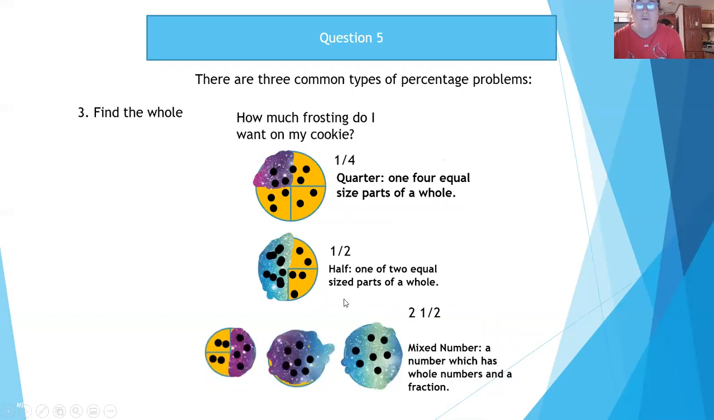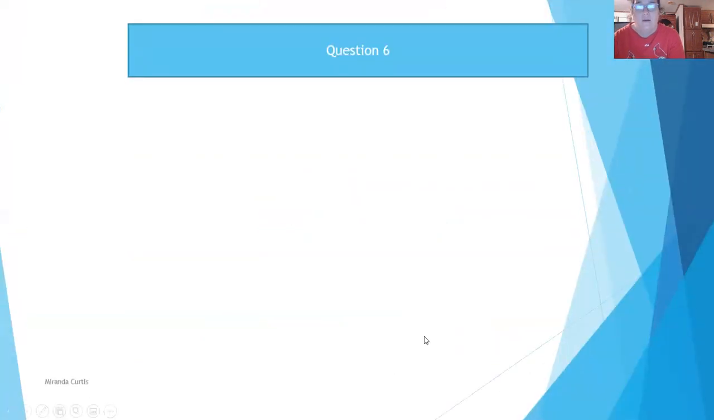Okay, here's another one. We have 3 cookies, but only 2 of them have full frosting and 1 has the half. So that makes 2 1/2. It says a mixed number is a number which has a whole number and a fraction. That's a lot of frosting. Okay, number 6.